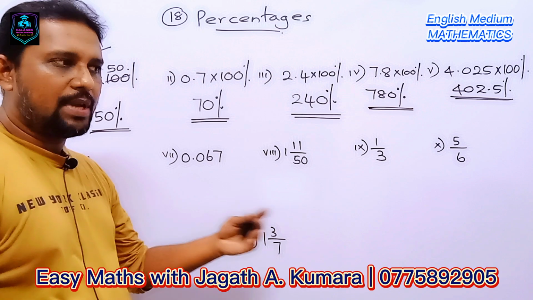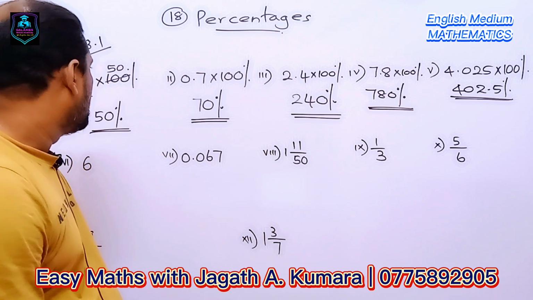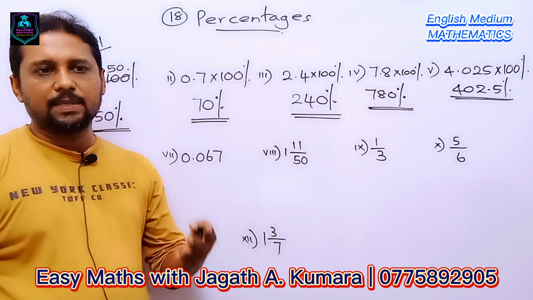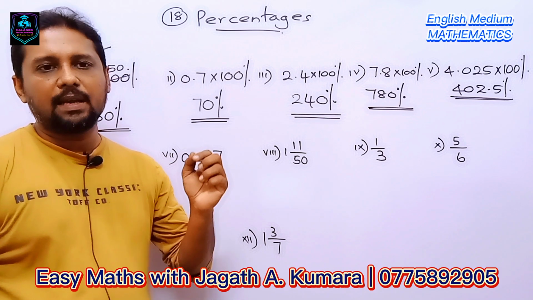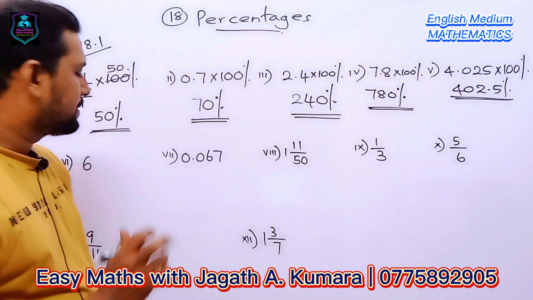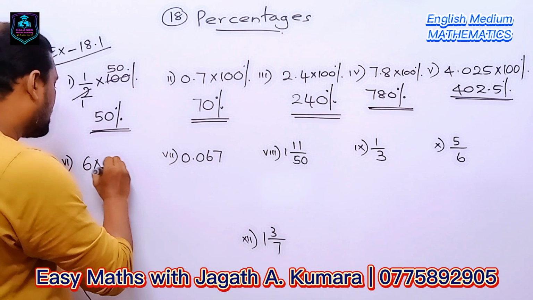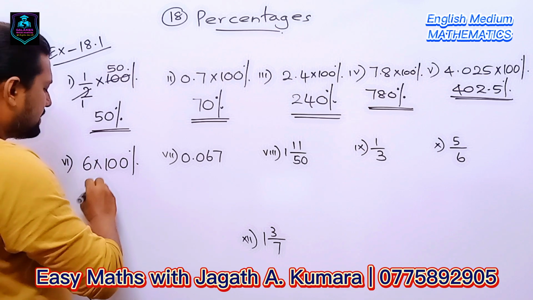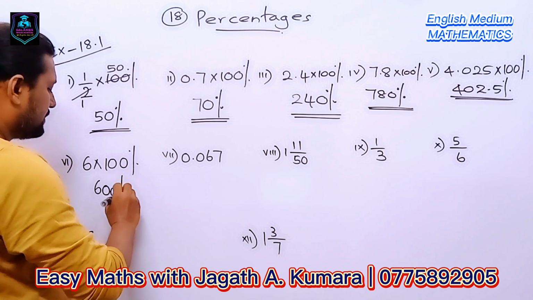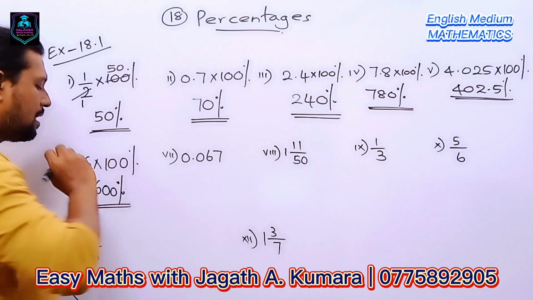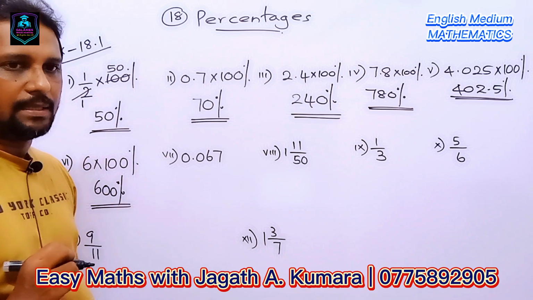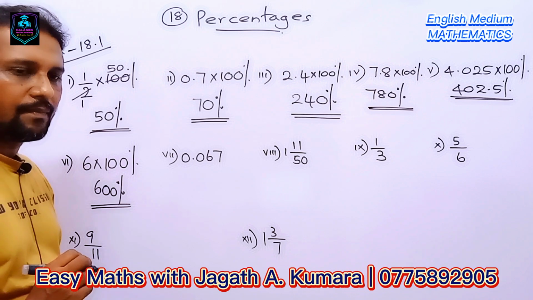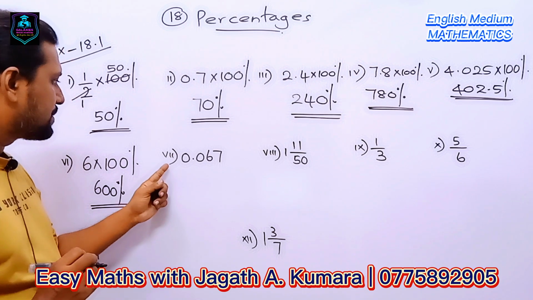6, you have to convert into a percentage. If you want to convert anything into a percentage, you have to multiply it by 100%. Then this 6 you can multiply by 100%. Right, 6 multiplied by 100 is 600. So the answer is 600%. It is the sixth part answer.